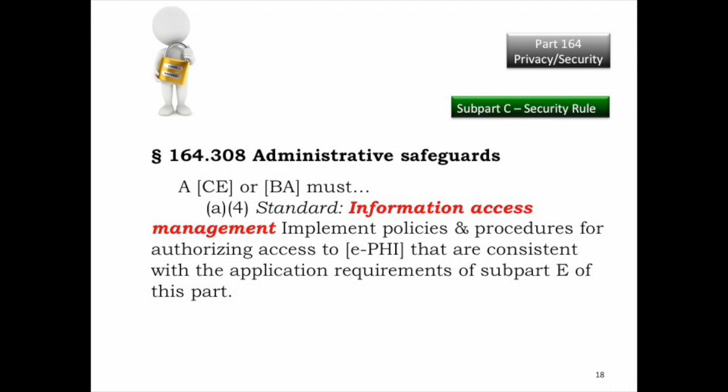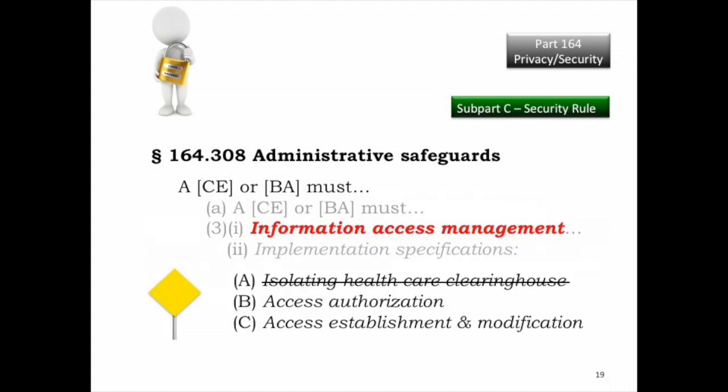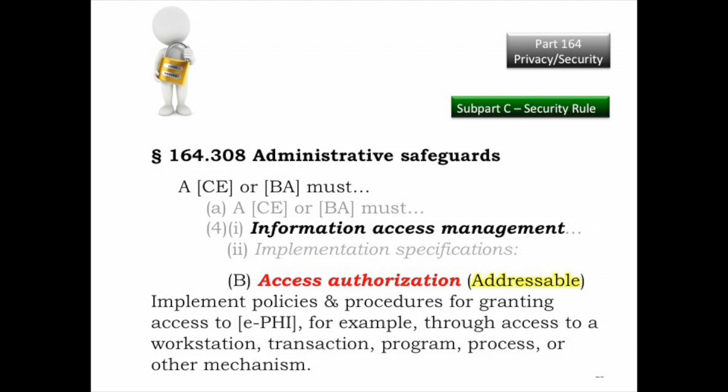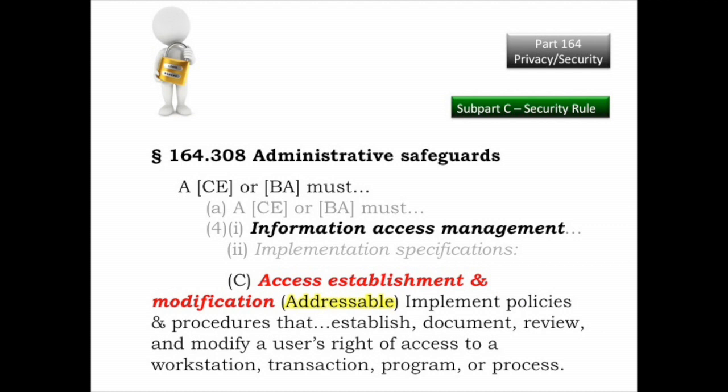The fourth standard is information access management. It has 3 specifications. The first only relates to clearinghouses. Access authorization refers to privileges for specific workstations or programs. Access establishment and modification is for granting new privileges or modifying old ones.